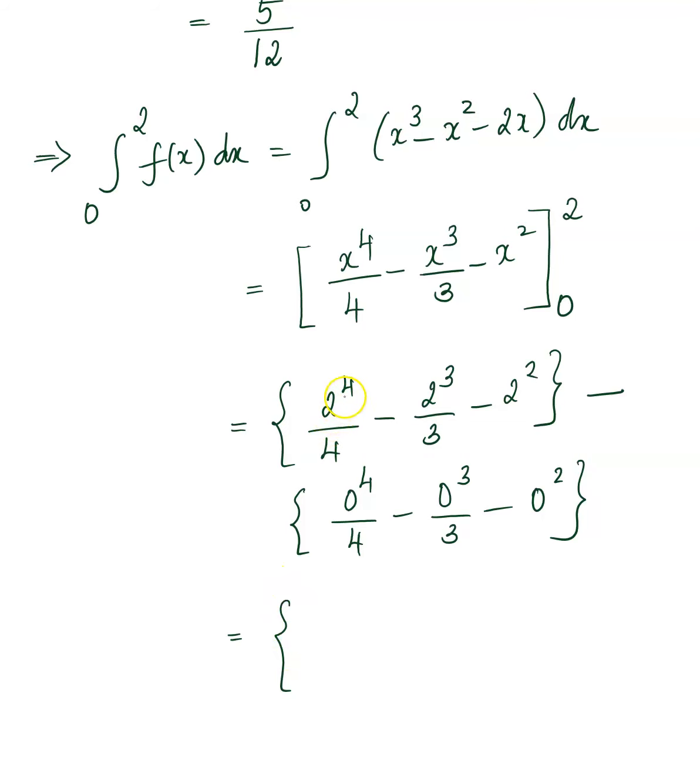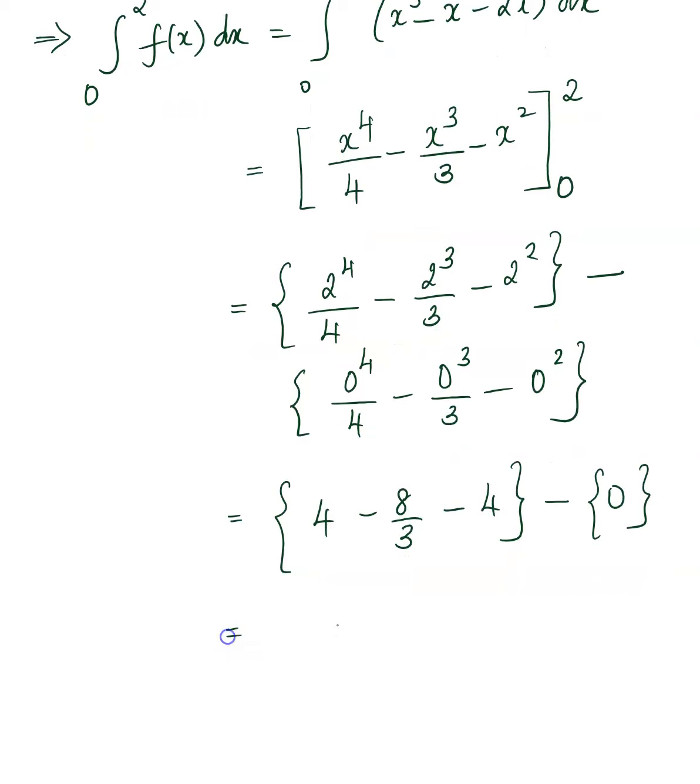So that's going to be 2 to the power 4, 16 over 4, which is 4, minus 2 cubed is 8, that will be 8 over 3, minus 2 squared is 4. Okay, that's for the top one, minus all of these will be 0. Again, pause and compute it yourself.